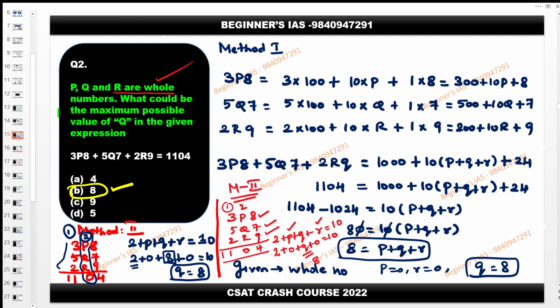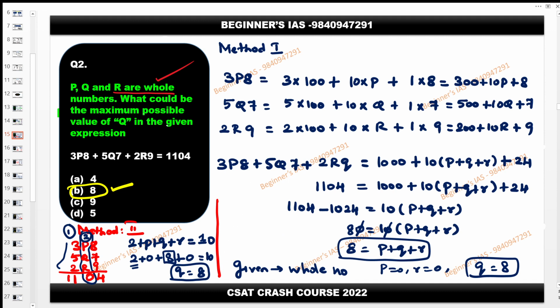I hope this simple method is understood by everyone. So the procedural method I will teach you. Now listen carefully. Let me teach you the procedural method. The procedural method will help you to solve any kind of question. That is why I have done the procedural method here also.